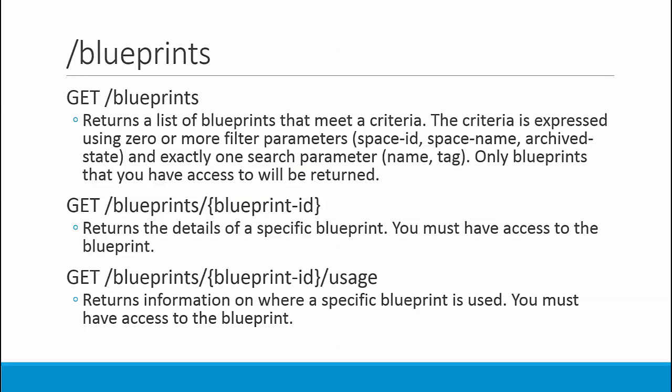With this new Blueprints API, there are 3 different things that you can do. You can get a list of blueprints that meet some criteria, so you can filter on the space ID, the space name, or the archive state, and you must provide the name of the blueprint or a tag that you're searching on. Now if you know the ID for a specific blueprint, you can retrieve the details for that blueprint using the blueprint ID call. And if you need to find out every place that a particular blueprint is being used, you have this last Get Blueprint Usage API that will return the where used information for a blueprint.